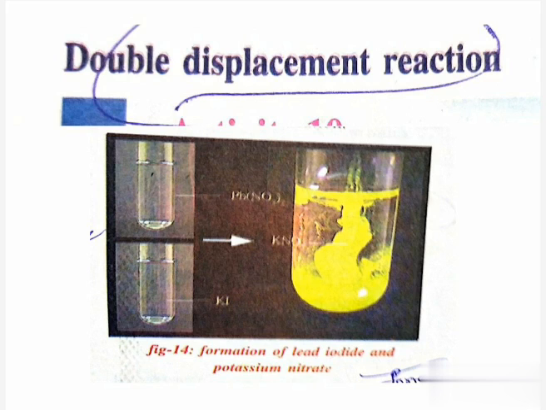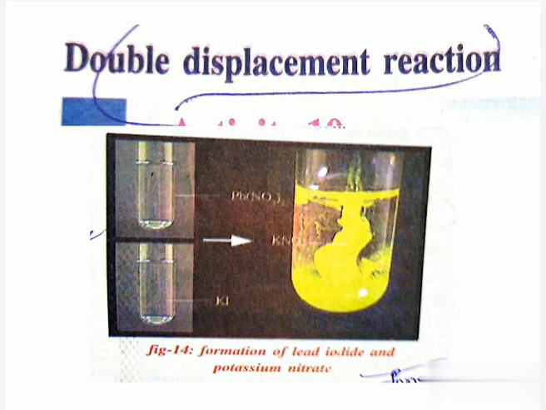What is the meaning of double displacement reaction? A double displacement reaction is a chemical reaction in which there is an exchange of radicals between two ionic compounds. Now we will understand this double displacement reaction with one activity.